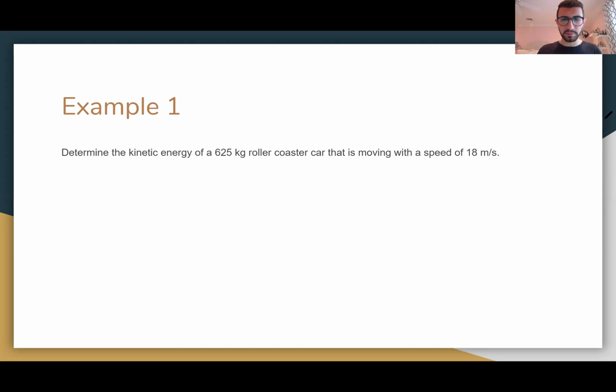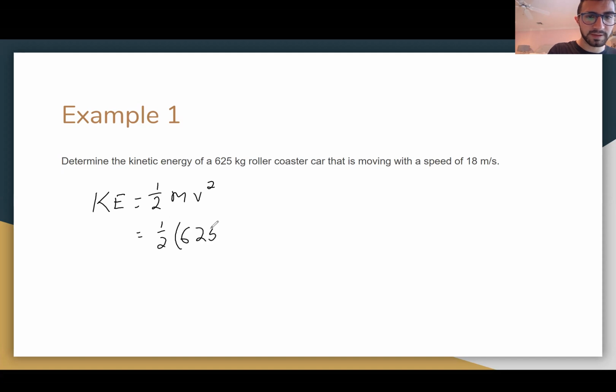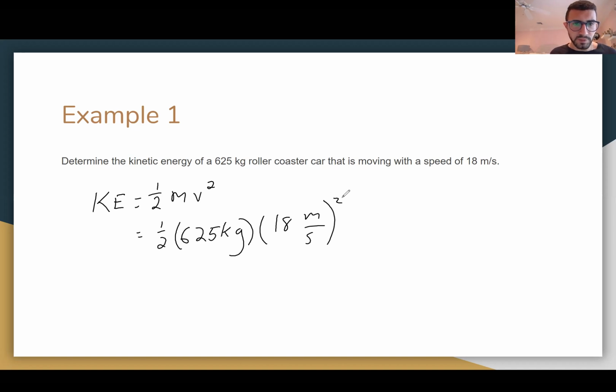So let's see how we do this problem. In order to solve for the kinetic energy, we have to use our kinetic energy formula, which is equal to 1/2 mv squared. We were given that the mass of our roller coaster is 625 kilograms, and the speed at which it's moving is 18 meters per second, and then we have to square that. So if we do out our math, we get 101,250. And what about the units?